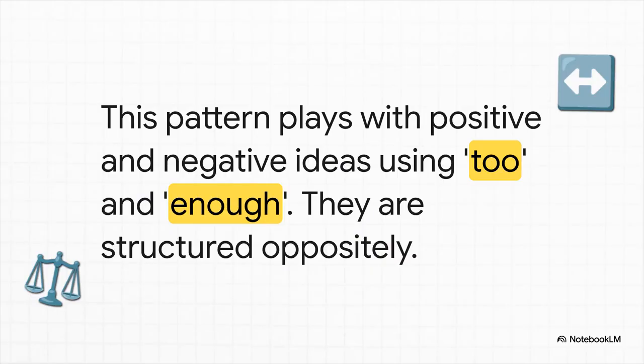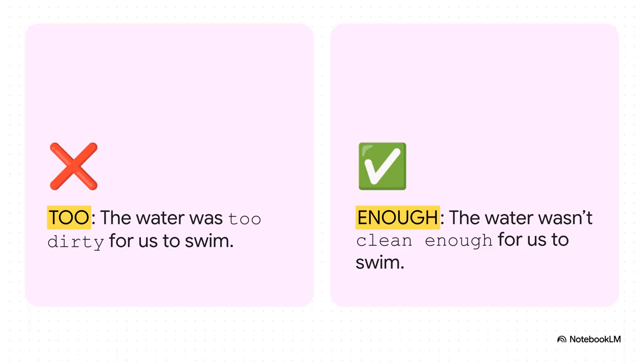Here's another common swap they'd love to test. This one plays with positive and negative ideas using these 2 little words, too and enough. They often mean the exact same thing, but are structured in opposite ways. And this is the pattern in action. Just look at the flip. Too dirty becomes not clean enough. The structure totally inverts. A positive sentence with the negative word becomes a negative sentence with a positive word. Spotting that opposite relationship is how you solve this puzzle.